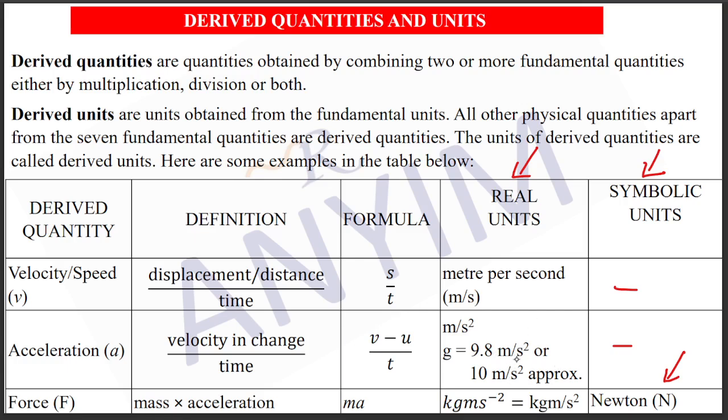So real units are units you get from the formula, all right? Whereas a symbolic unit is the first letter of the first name of the scientist in question. For instance, here we have Isaac Newton, who worked on this quantity, on this concept. So we use his name, Newton, as the symbolic unit. Is that okay? Not just force. Let me show you the rest.